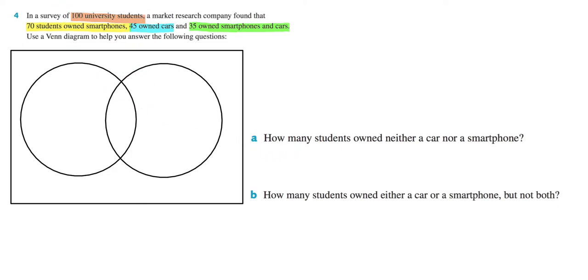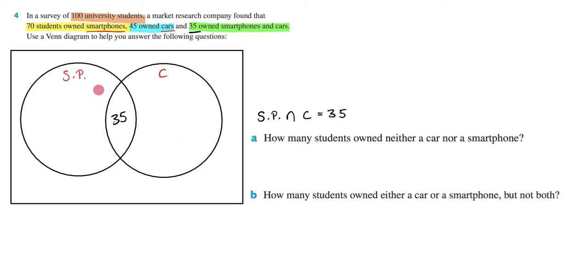So we have two categories here. We have smartphones and we have cars. So I've drawn two circles here. Here we're going to write SP for smartphone, and here we're going to write C for car. Now, the very first piece of information we're going to put down is the fact that 35 own smartphones and cars. So 35 is going to exist in the intersection space. So I could go smartphones intersection of cars is going to equal 35.